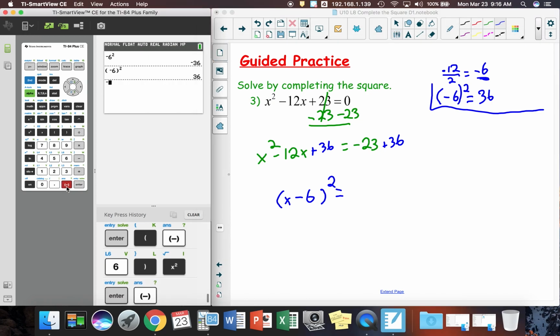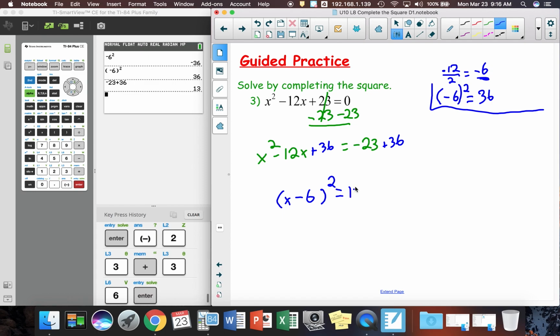So let's check and see what that is. Negative 23 plus 36, and I get 13. So I'm going to write that in, 13. And then we're just going to solve for x. To get rid of the square, take the square root. We have x minus 6 equals the square root of 13.